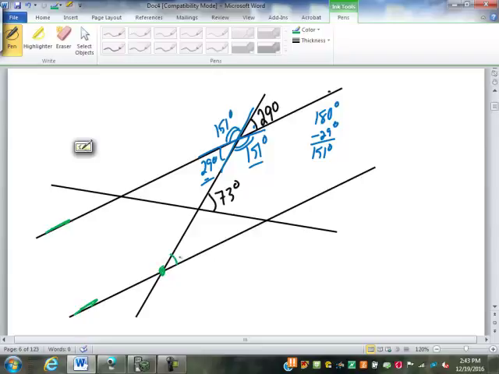What's this angle have to be? 29. Because this intersection and this intersection are going to be identical. So then this one, 151, this one, 29, and this one here, 151. Okay, so those are the ones we can predict there. Now back up here.